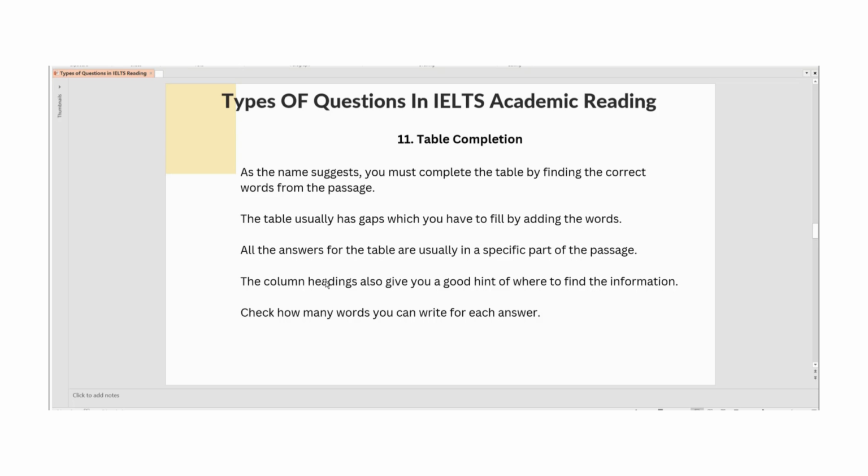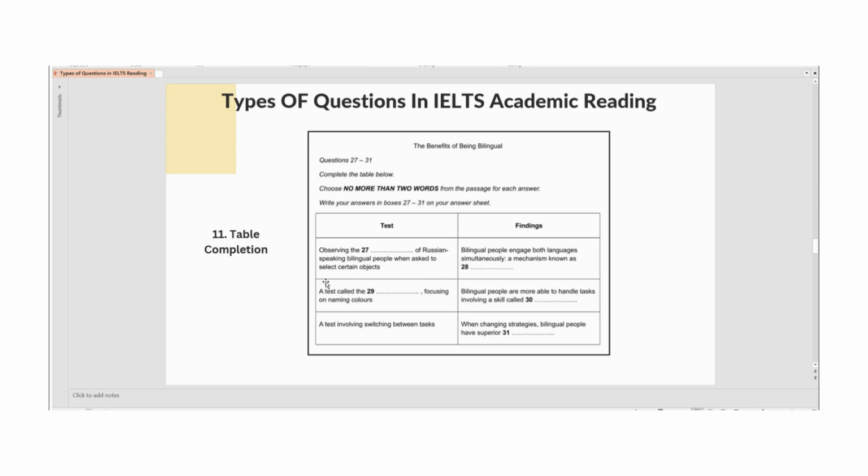For example, the table is about the third paragraph of the passage, or the second paragraph, or the last paragraph. So if you identify the first answer, the rest of the answers may most probably be in that paragraph. Okay, the table asks questions about a specific part of the passage. Keep this point in your mind. The column headings also give you a good hint of where to find the information. So the column headings such as the test, the findings, will also give you a good clue about where this type of question is coming from.